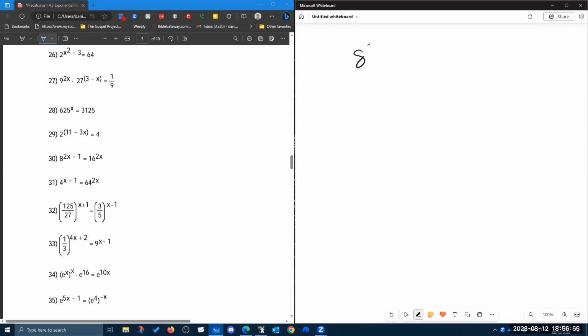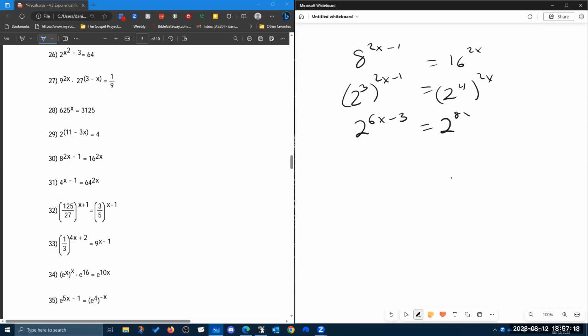Chat with this one, 8 to the 2x minus 1 equals 16 to the 2x. 8 is not a power of 16. 16 is not a power of 8, but they're both powers of 2. So we're going to write it with a common base of 2. 2 to the 6x minus 3 is equal to 2 to the 8x. 6x minus 3 equals 8x. Subtract 6x from both sides. X equals negative 3/2.